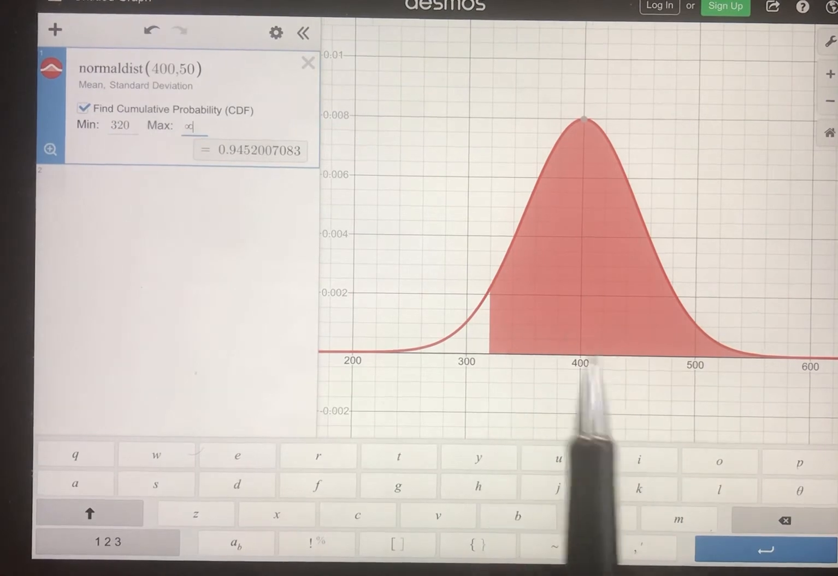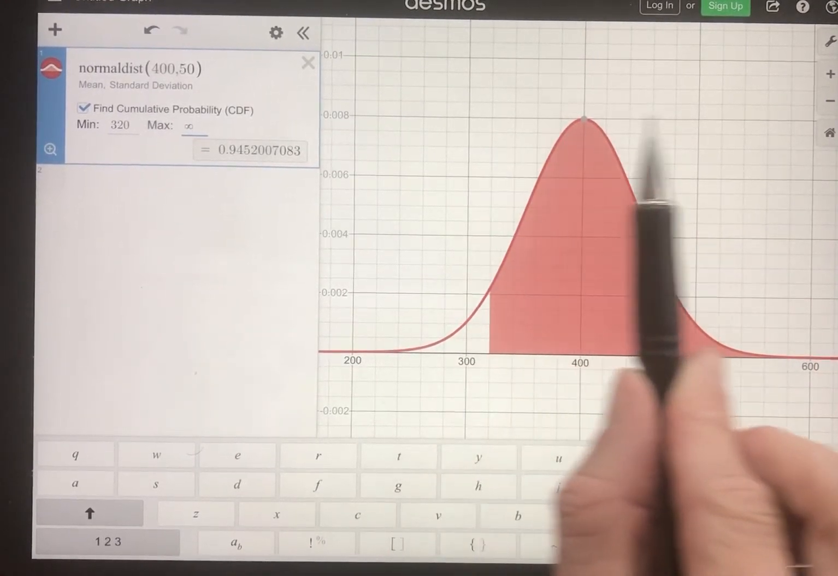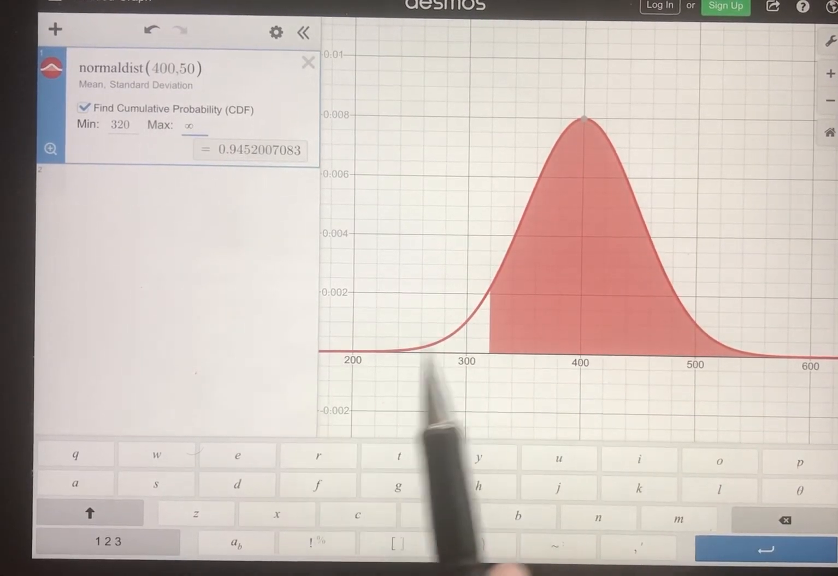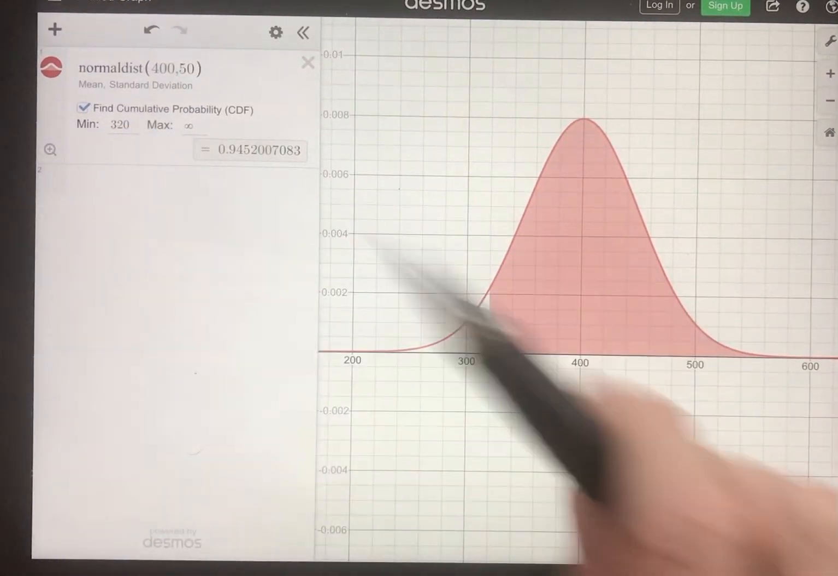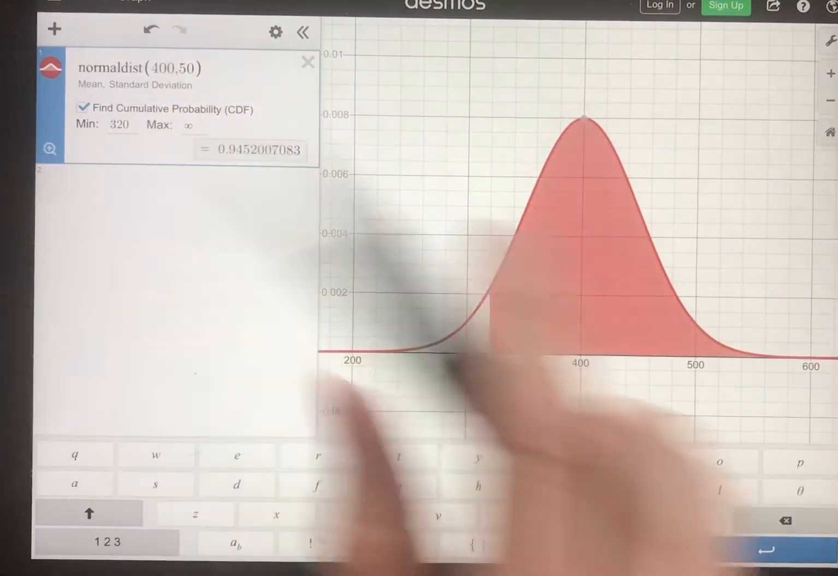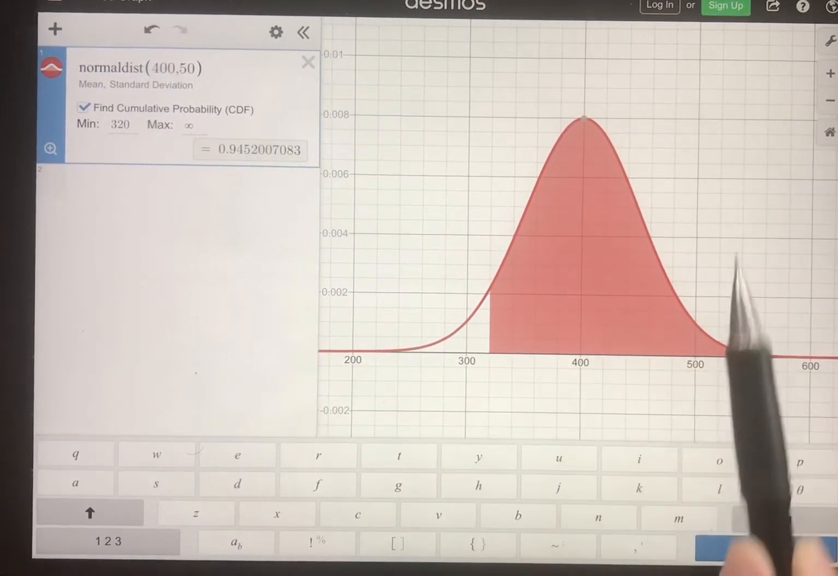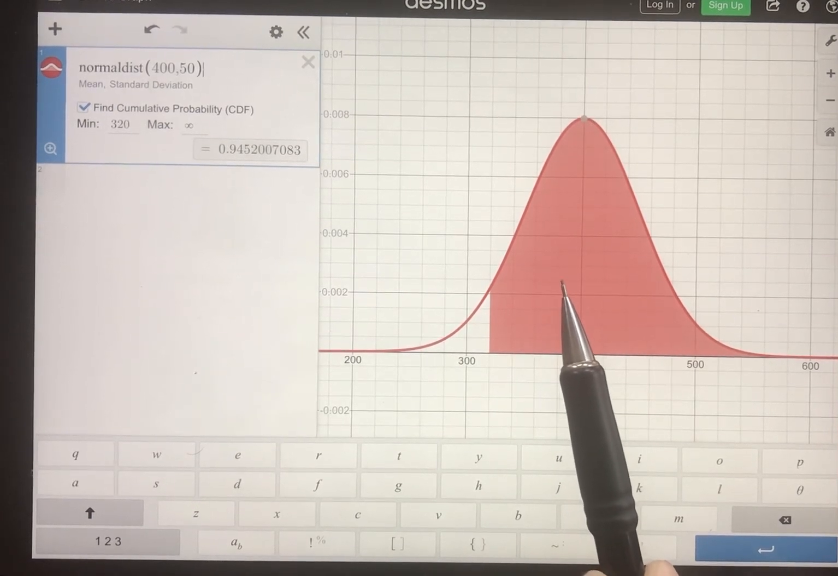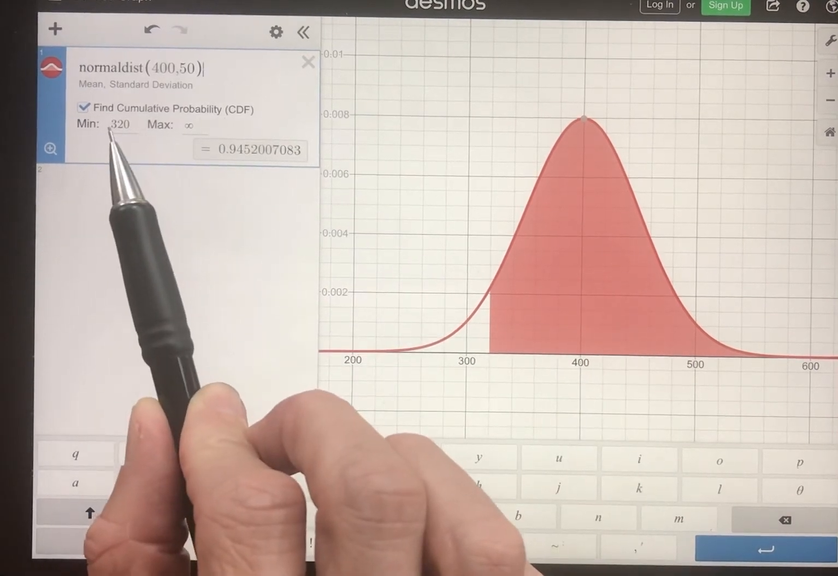But it doesn't matter. It's still showing us that a tremendous percentage of the batteries, because of the shaded region, only this little area to the left is not shaded. From here all the way to positive infinity is 94.5%. So 94.5% of the batteries will last more than 320 days.